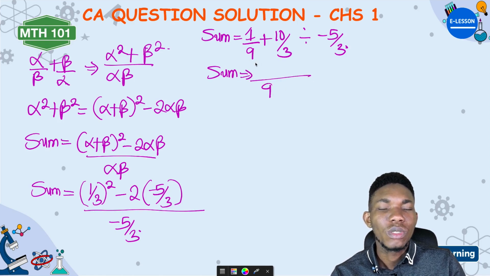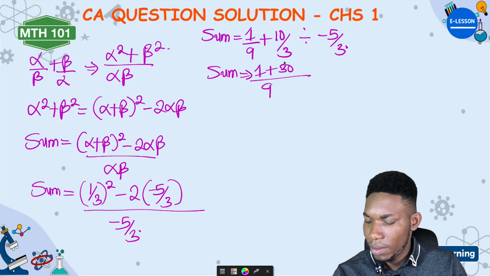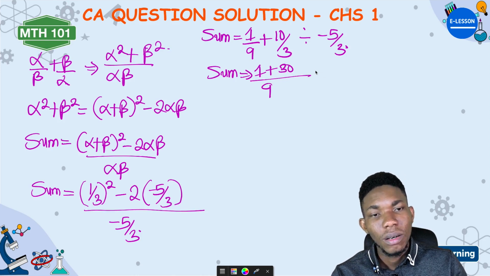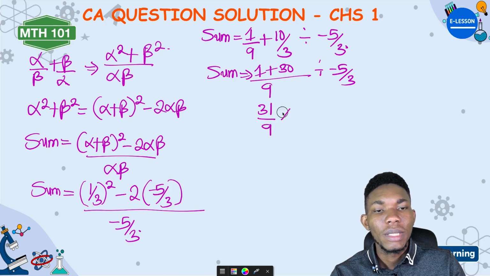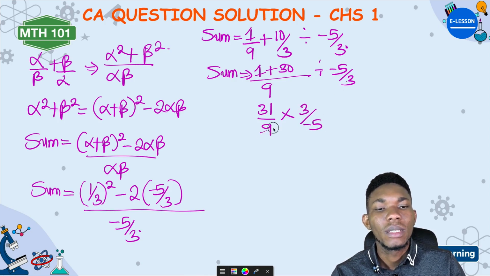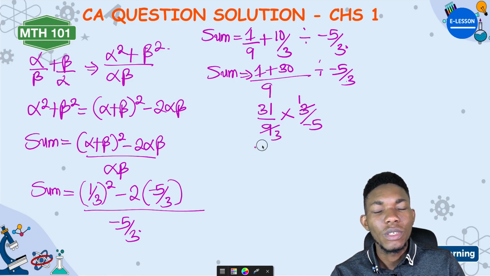9 divided by 9 is what? 1. Times 1 is what? 1. 9 divided by 3 is 3, times 10 is what? 30. Are you getting it? All divided by minus 5 over 3. Now, 1 plus 30 gives us 31 divided by 9. Now, this division sign can change to times. This 3 will come up, 5 will come down. So we have 3 over minus 5. This cancels this, here will give us 3. 31 times 1 will give us what? 31, all over minus 15.